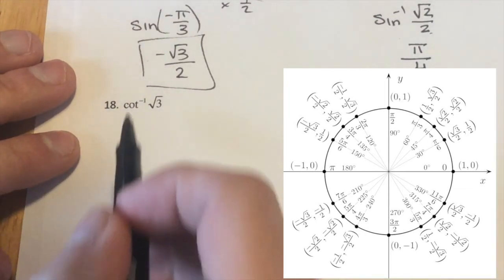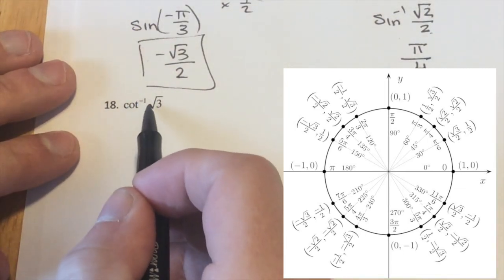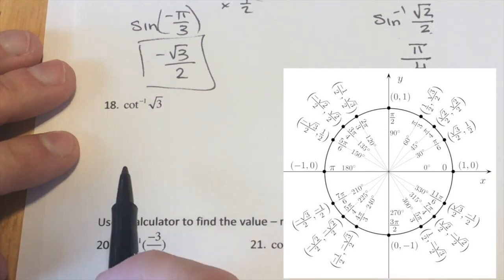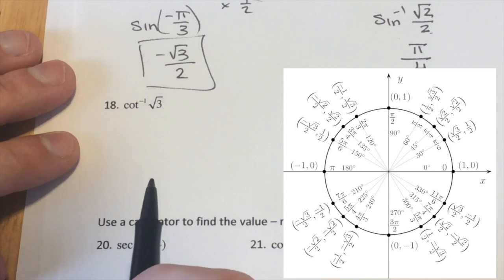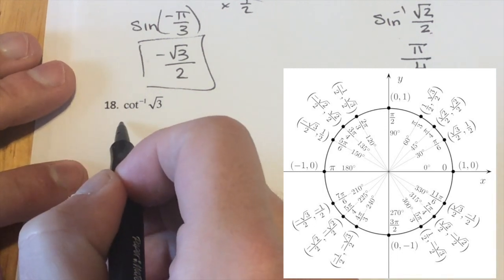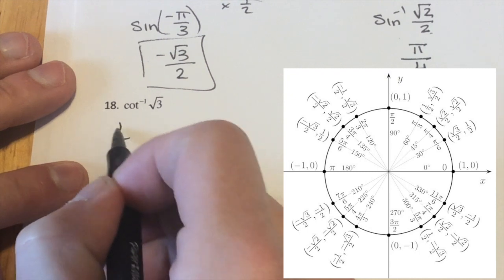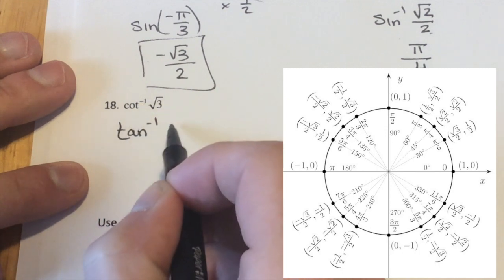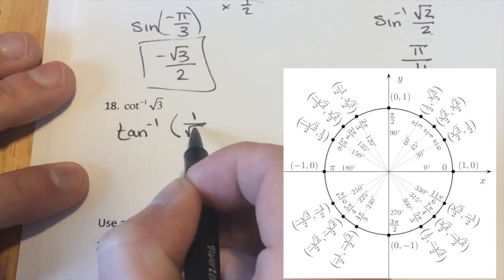Next up, the inverse cotangent of square root of 3. Don't let this question trick you. You should be able to do it, but if not, we can rewrite this so it's something that you would recognize. We showed a method earlier this week where you can rewrite the inverse tangent of 1 over root 3.